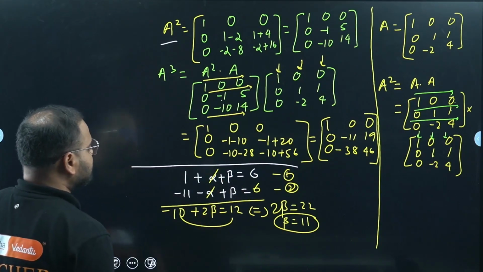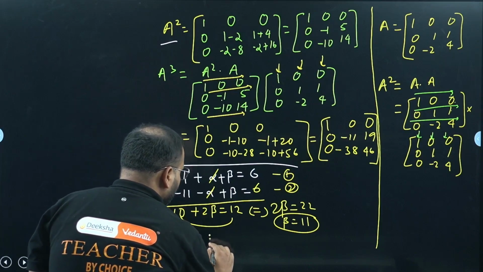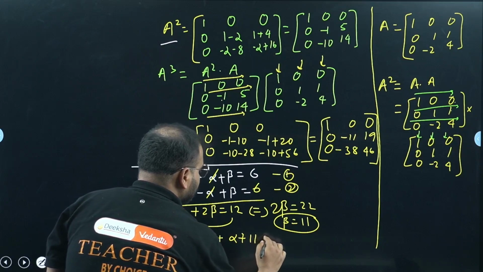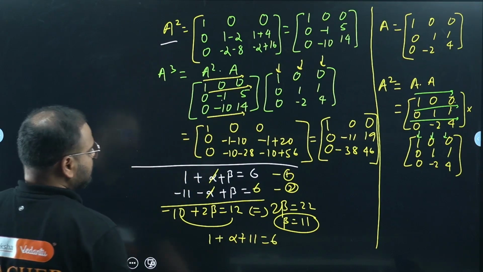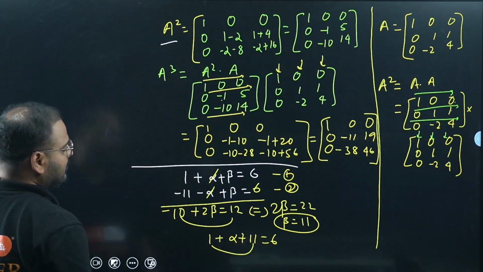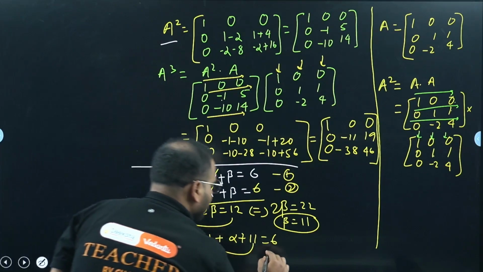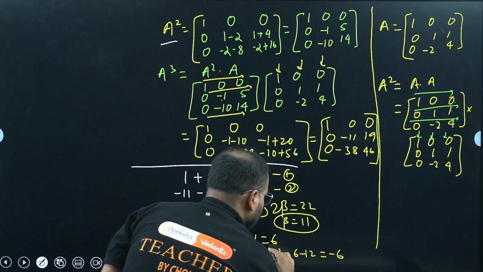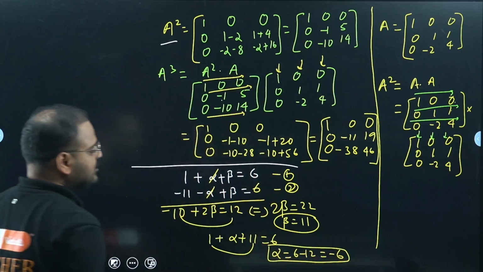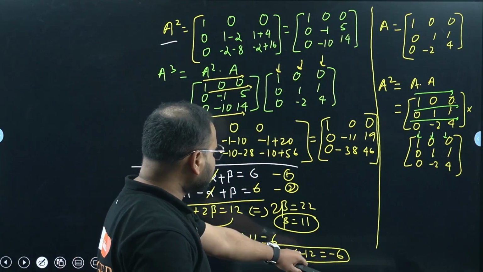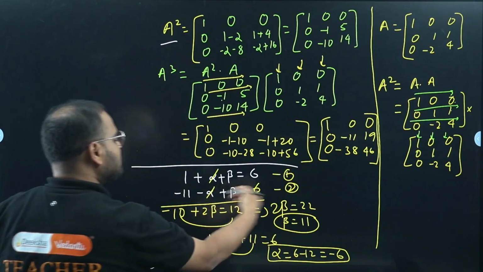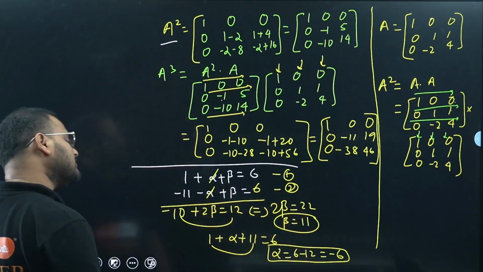Put it here in the first equation. 1 plus alpha plus 11 equals 6, right? So 11 plus 1 is 12, goes there. Alpha equals 6 minus 12, which is minus 6. So I got alpha is minus 6. Please check. How, sir? Beta is 11, so 11 plus 1 is 12. 12 goes there, becomes minus 12. 6 minus 12 is minus 6.